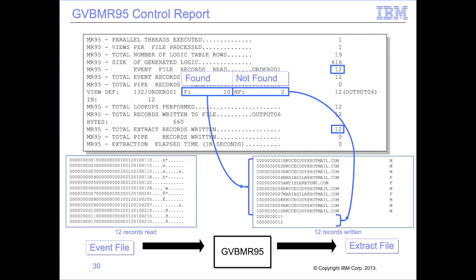The extract engine GVBMR95 control report shows the results of processing. 12 records were read from the input file and 12 records written to the output file. For each view against each event file, it reports the total lookups found and not found. The process required 12 total lookups, 10 of which found corresponding records and 2 which did not.